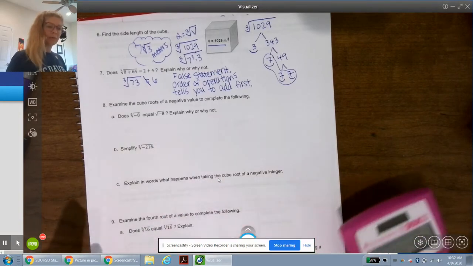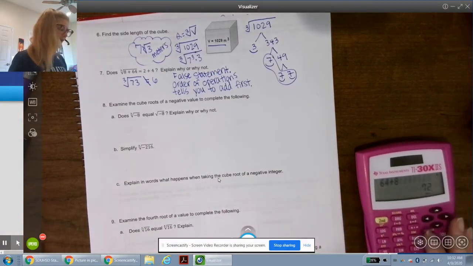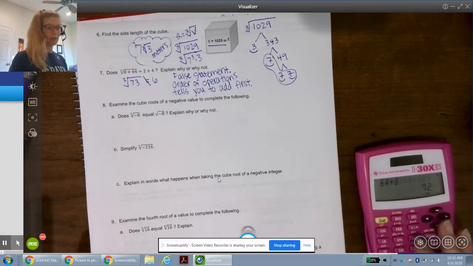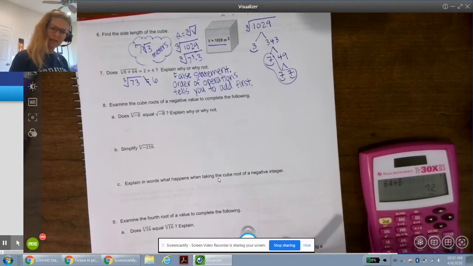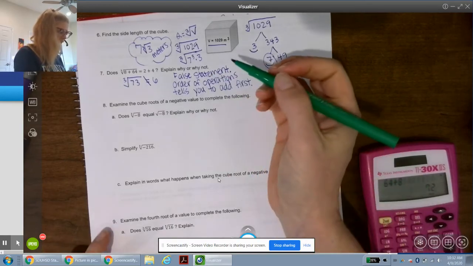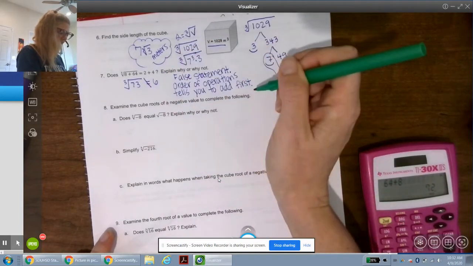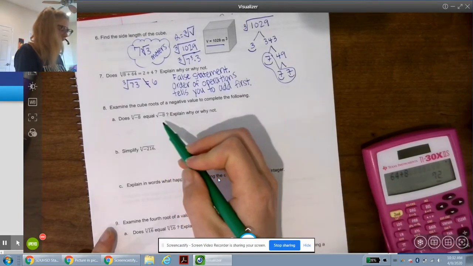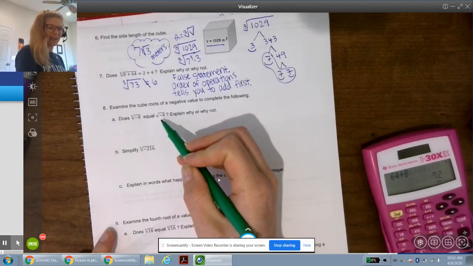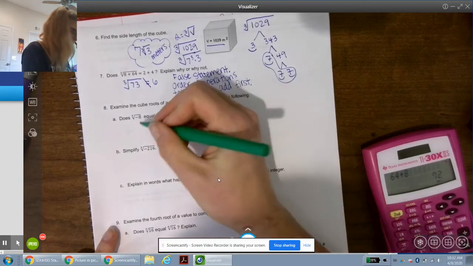Something that's really important to think about is, can my answer be a negative number? So remember, we cannot take the square root of a negative number, but can we take the cube root of a negative number? We can. Indeed, we can. So examine the cube roots of a negative value and complete the following. Does the cube root of negative 8 equal the square root of negative 8? Explain why or why not.